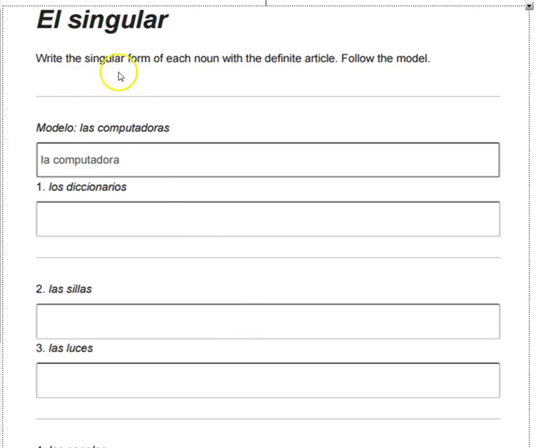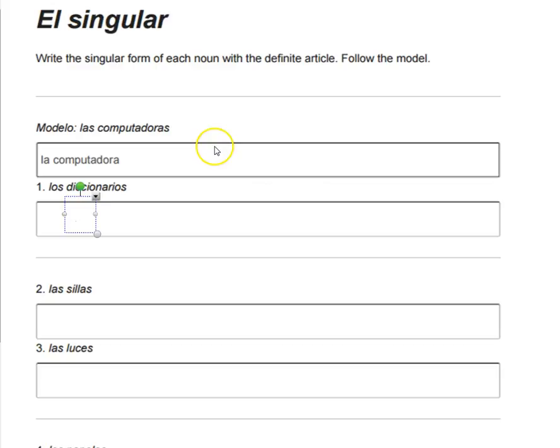It says write the singular form for each noun with a definite article. So we have plural nouns now. Let's do the opposite. Let's write the singular form. Again, these are definite articles. El, la, los, las. So we have los diccionarios here. So we're going to go los and we're going to make it el. And diccionario, we're going to make it singular by just taking off the S.